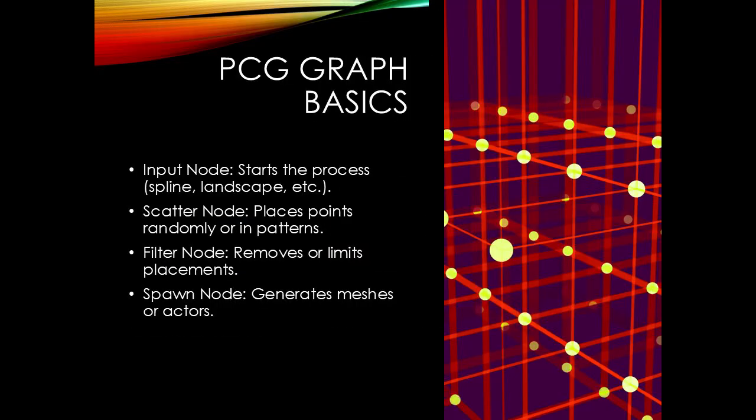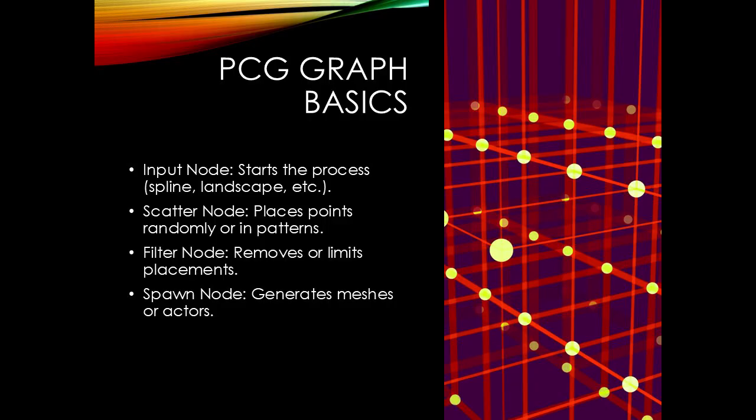To work effectively with PCG, you need to understand its core nodes. Input node is your starting point. It tells PCG what area of data it should use. For buildings, this might be a spline, footprint, or a simple box mesh. Scatter node is probably the most important node. It creates points, either randomly, evenly, in a grid, or based on density masks. These points become potential spawn locations.